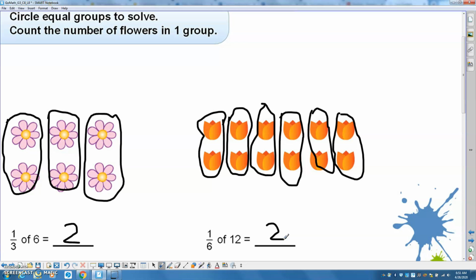You're going to go to your share and show, and you're going to do the exact same thing we just did here. You're going to get a total number, and then you're going to have to find a fraction of that number. Okay, so we found a fraction of 12, 1/6 of 12. We found a fraction of 6, 1/3 of 6. That's what you're going to do on your share and show today. So go ahead and go to Think Central and do lesson 8.8, the share and show.